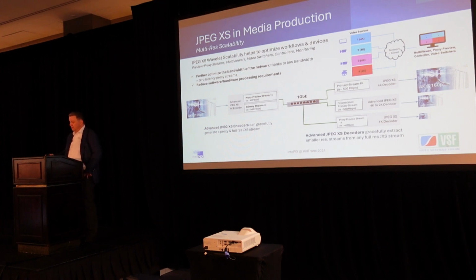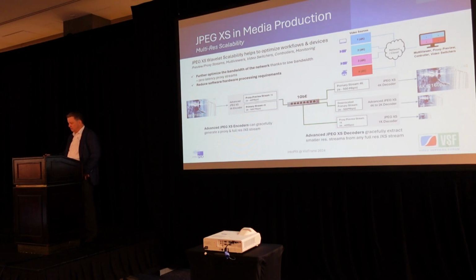Looking at one of the other key capabilities that maybe not everybody's fully aware of that you can do with JPEG XS is multi-res scalability. Depending on what your workload is, whether you're trying to do multi-viewers, video switchers, controllers, monitoring, all sorts of different applications, you can use multi-res scalability to optimize the bandwidth of the network even further by going to one of these proxies, divide by 2, divide by 4. And this will obviously reduce the software load and hardware load requirements on your system.